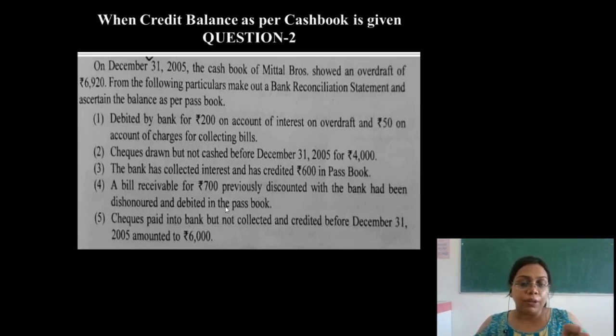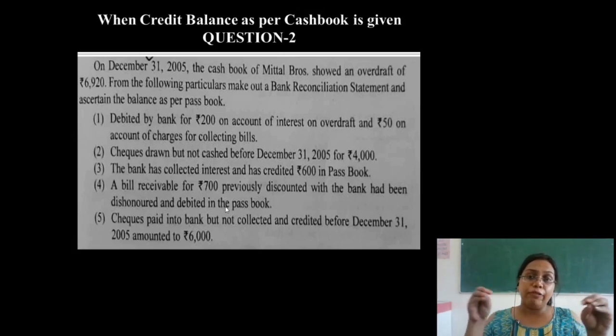So when I received a bill and discounted the bill, till then I had written that in the bank column of my cash book. But actually it has not been deducted in my passbook. So in this case, what will happen? Now the bill that has been previously discounted for 700 rupees has been debited from my passbook, but it has not been shown in my cash book.